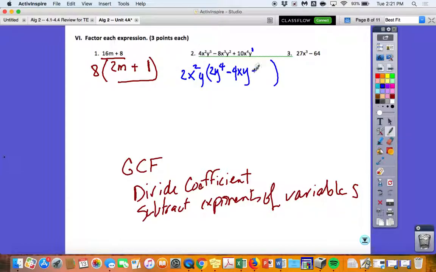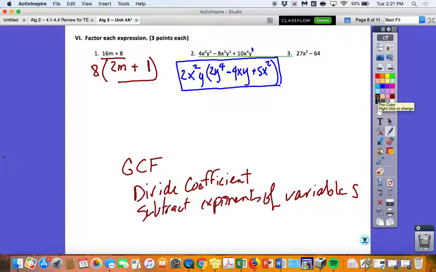10 divided by 2 is 5. He had 4 X's, I took 2, so that leaves 2. He had 1 Y, and I took it, so he doesn't have any. There's nothing I can do with that inside. That's just a mess, so that's my answer right there. I'm done.